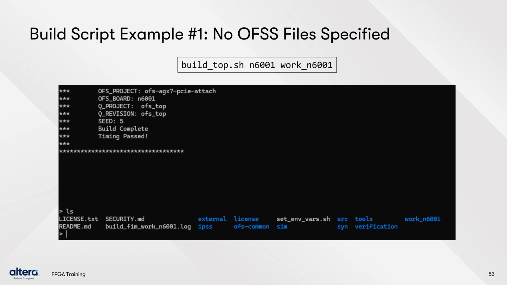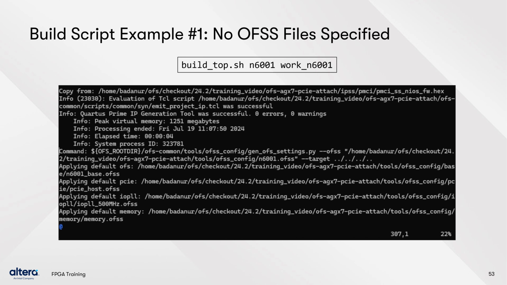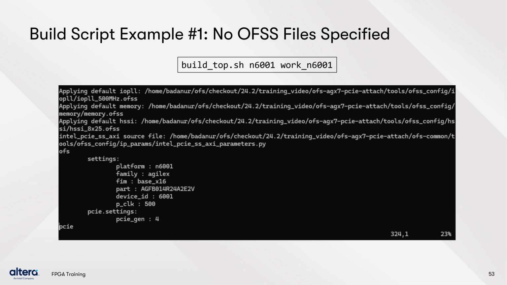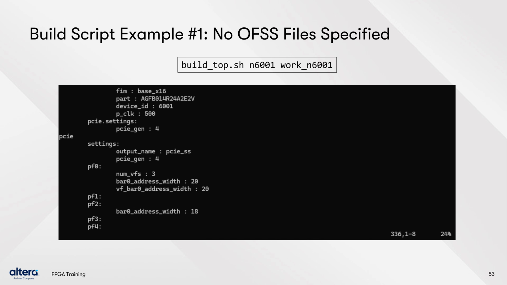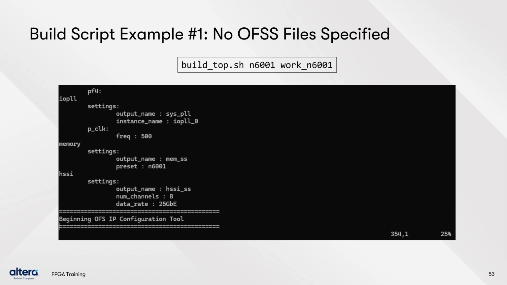In the OFS root directory, we now see the work directory and a log file for the build that was just completed. Opening the log file, we can see the full log of the build flow. Navigating down this file, we can see which settings files were used during the build and all of the settings within those files. As you can see, these settings were defined in the default N6001 OFSS file.